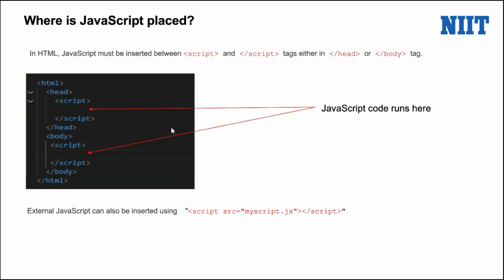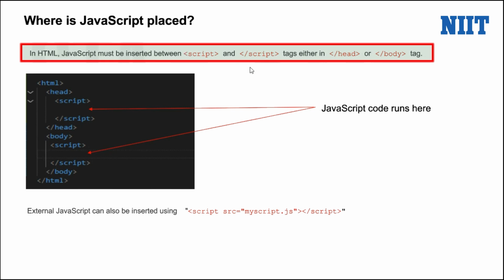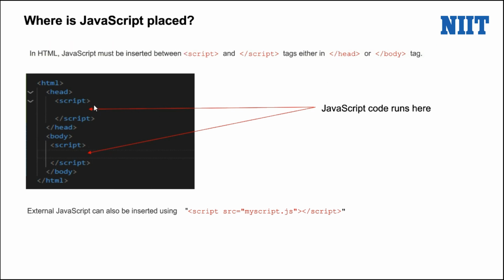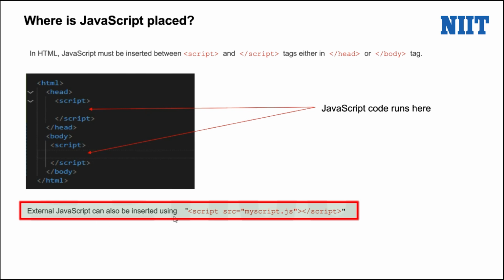Coming to where JavaScript is placed, we have already discussed it. In HTML, it must be inserted between the script tags, either in the head or body tag. So here you can see, you can insert your JavaScript code here. If you have to add it externally, then you can also insert it using this line, script src, and you can create a file with your file name .js.